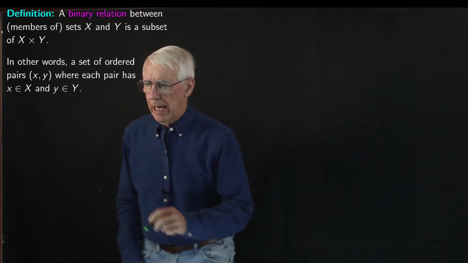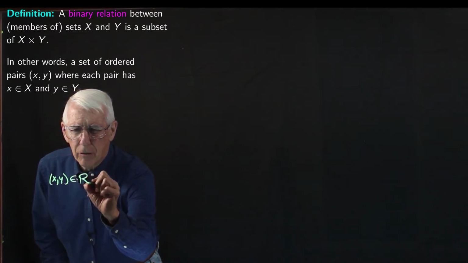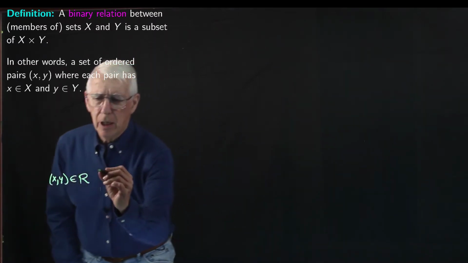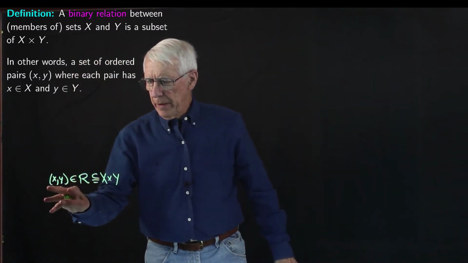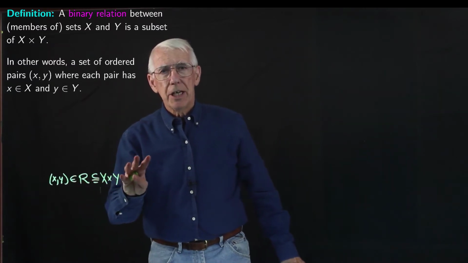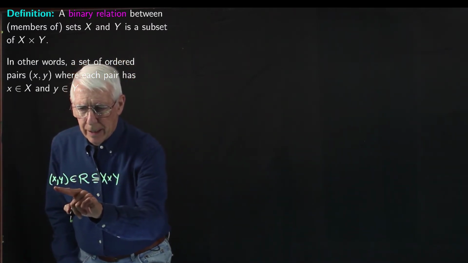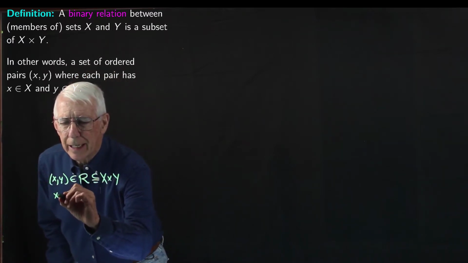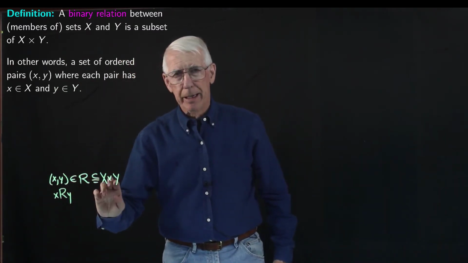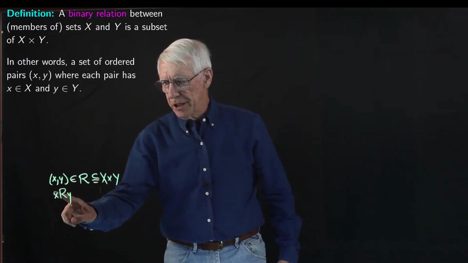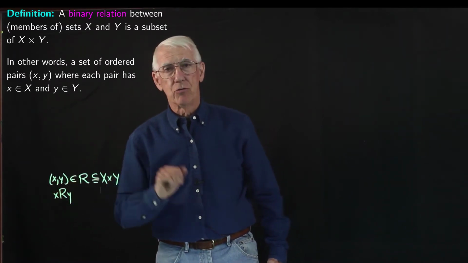So we would write (X, Y) is an element of R, if R is the name of the relation, which is a subset of X cross Y. We would write the ordered pair (X, Y) as an element of R, but in fact it's more common to write X R Y, which is just a synonym for the ordered pair being an element of R. So to say this is the same as saying this, X R Y. We would say X is R-related to Y, or simply X is related to Y.